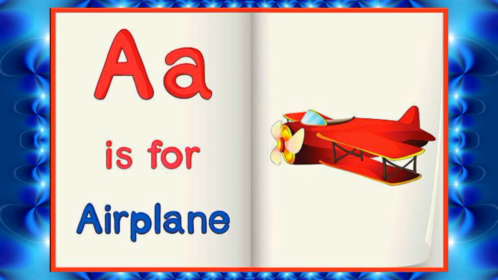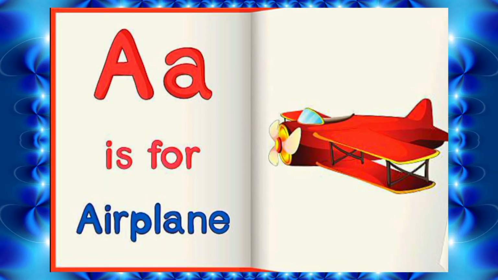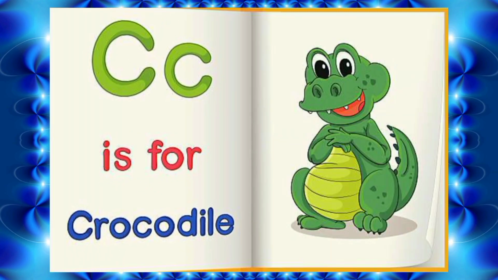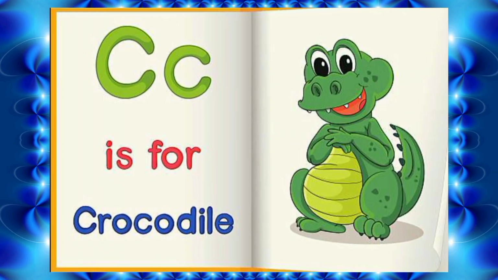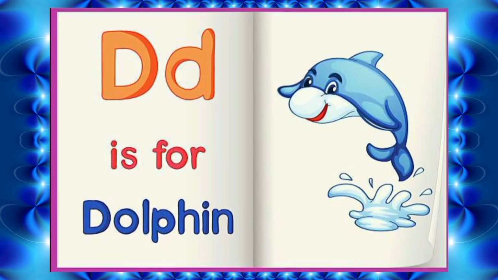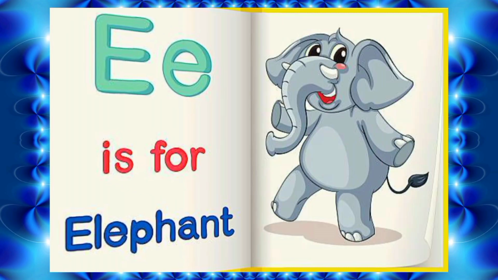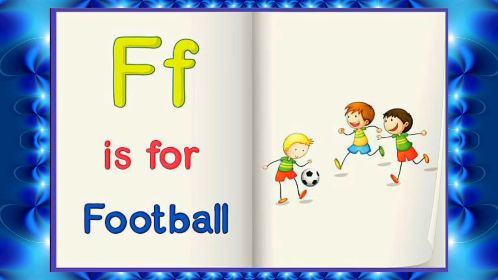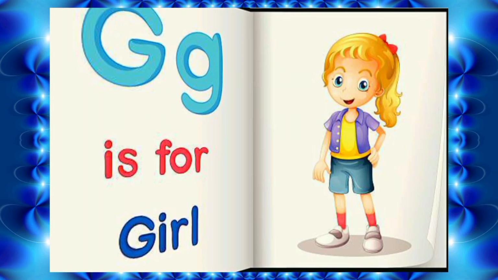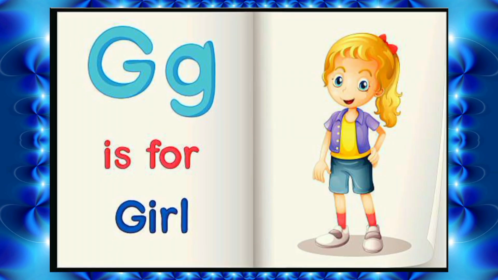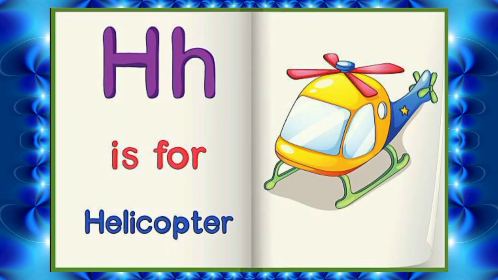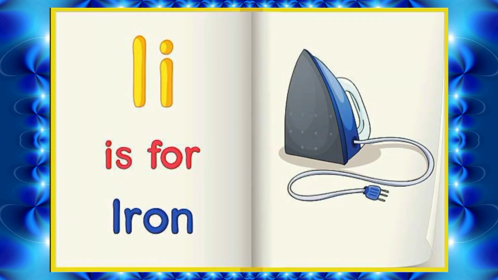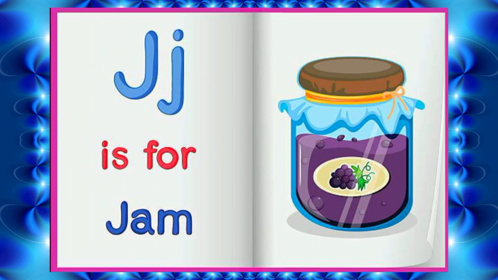A is for airplane. B is for bag. C is for crocodile. D is for dolphin. E is for elephant. F is for football. G is for girl. H is for helicopter. I is for iron. J is for jam.